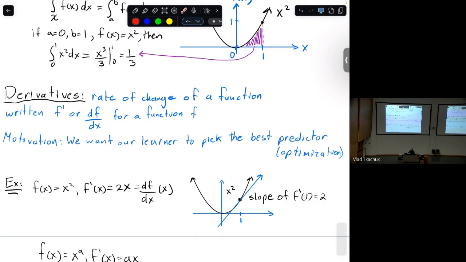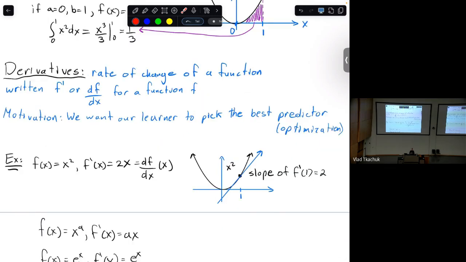Okay, so we talked about accumulating, summing up quantities. Another operation we use is called the derivative in calculus, which tells you roughly the rate of change of a function at a particular point. If you have some function f of x, you write f prime, and that means the derivative of f.